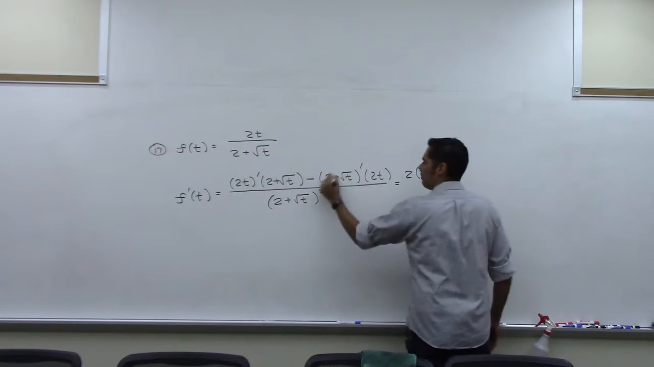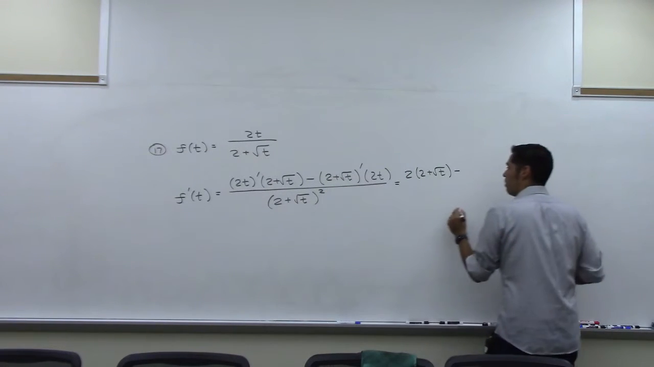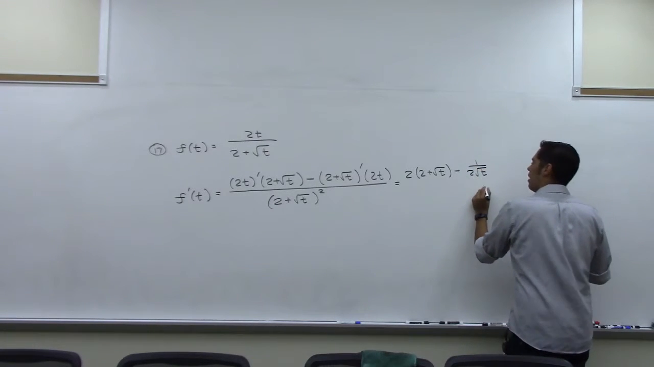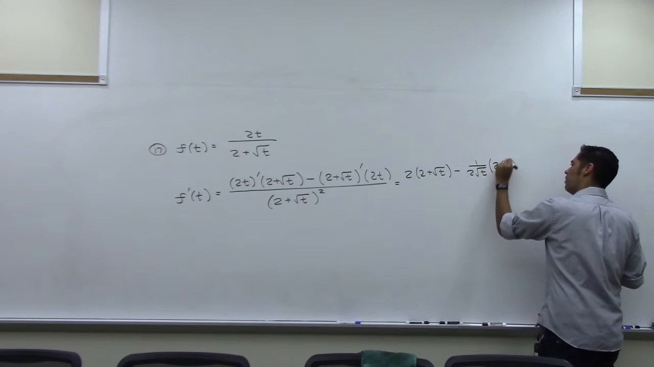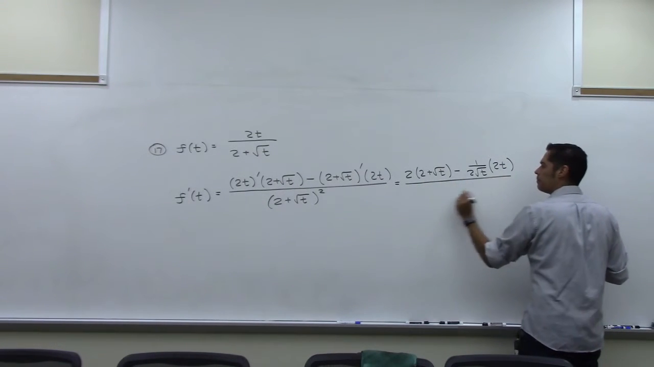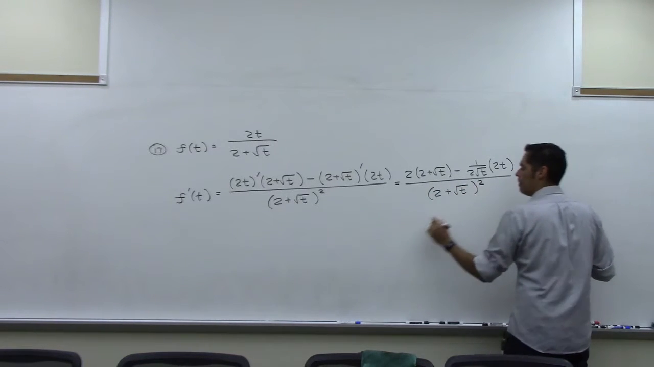Minus, now the derivative of this, derivative of 2 is 0. Derivative of root t is 1 over 2 root t. So 1 over 2 root t. And then I still had 2t over here, right there. Then all of that over 2 plus root t, that quantity squared.